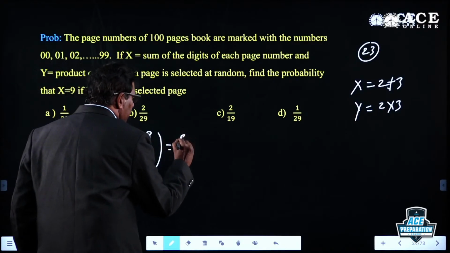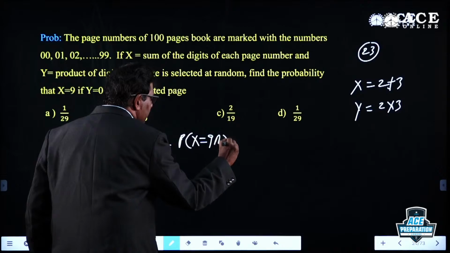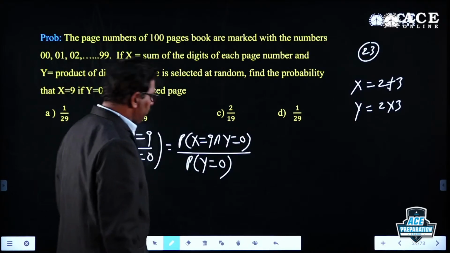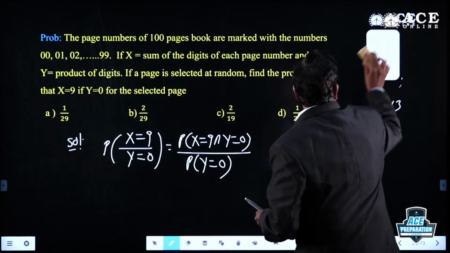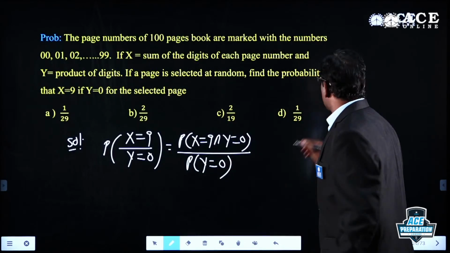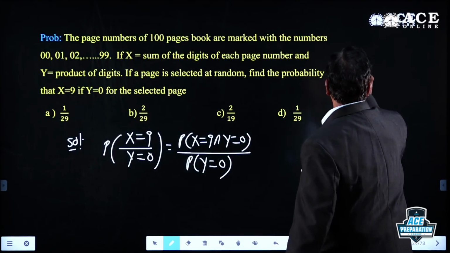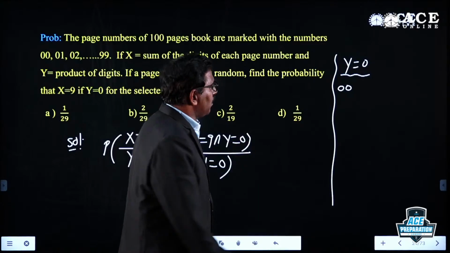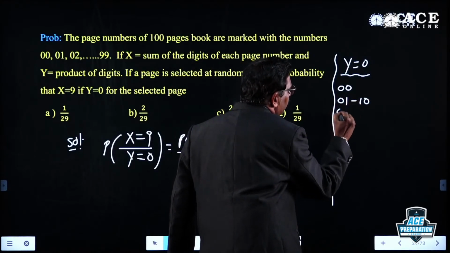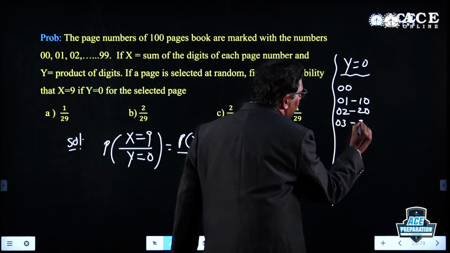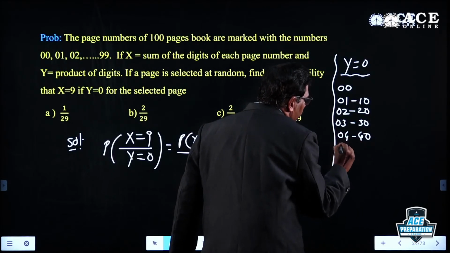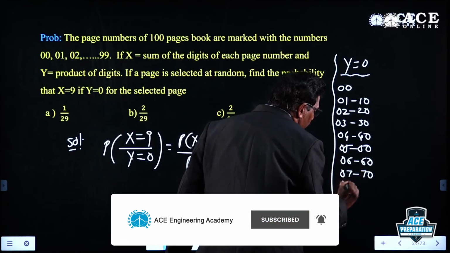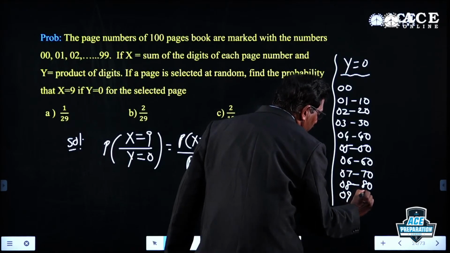What is P of A by B? That is nothing but P of X is equal to 9 intersection Y is equal to 0, by P of Y is equal to 0. Now how many pages give a product 0? Y is equal to 0 cases I am writing. Page number 00 gives the product 0. Page number 01, 10, 02, 20, 03, 30, 04, 40, 05, 50, 06, 60, 07, 70, 08, 80, 09, 90.